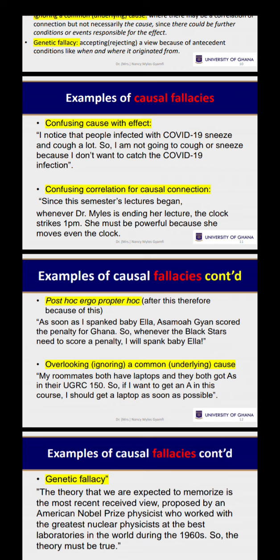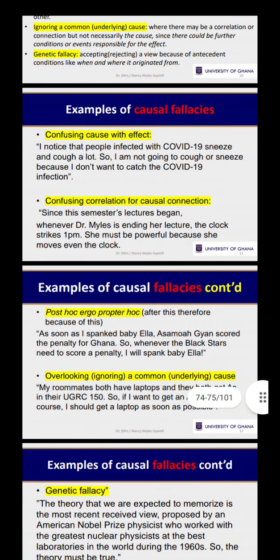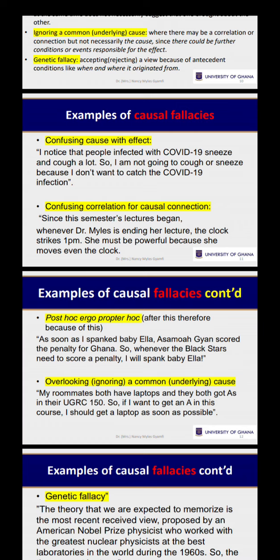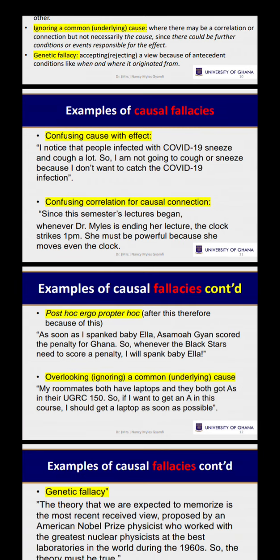So if you come and say that Dr. Miles is powerful because she can even control time, you are confusing correlation for causal connection. The two things happen together, but it doesn't mean that Dr. Nancy Miles controls the time. You can think about other examples of things that happen together, and sometimes we think one causes the other. It is not. In most cases, they are not true.